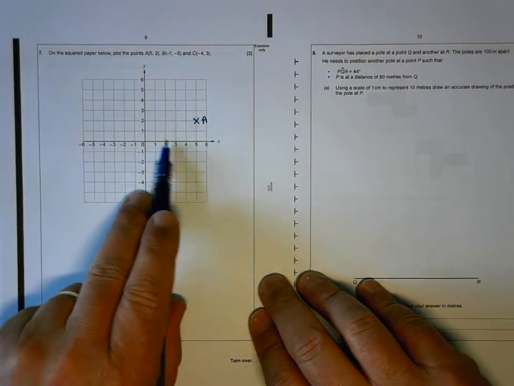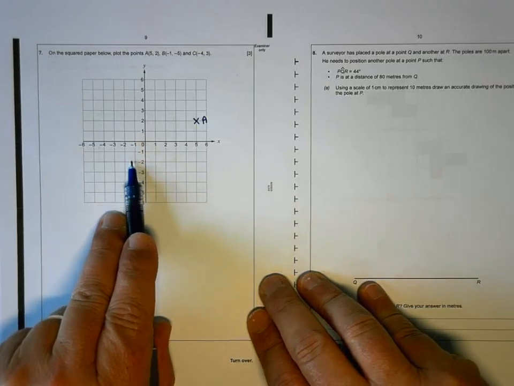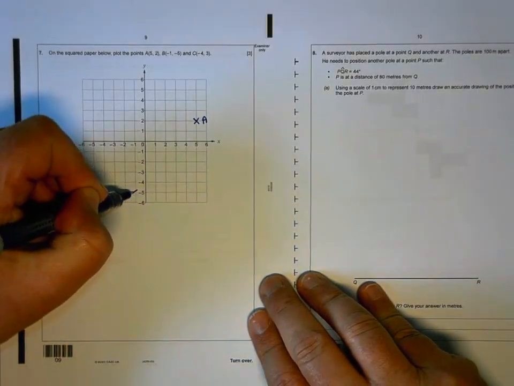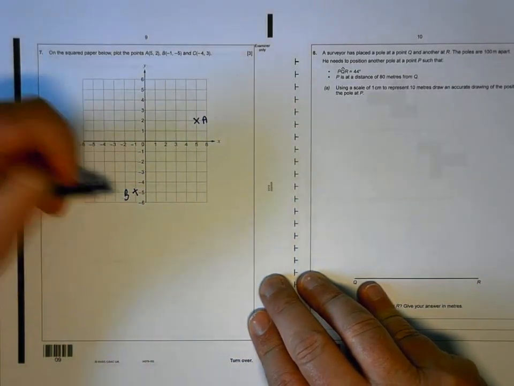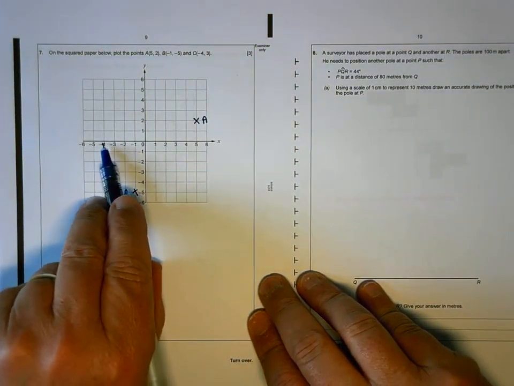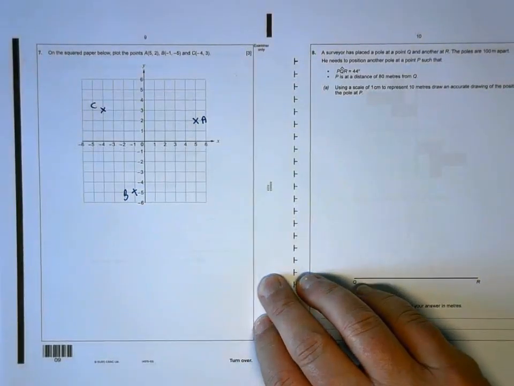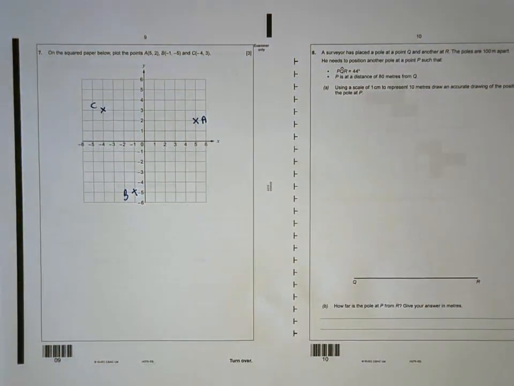B is -1, so you're going to cross that way 1, and -5 means you're going down 5 to there. That's your B. And C is -4 and then up 3, which takes you to there. 1 mark for each of those.